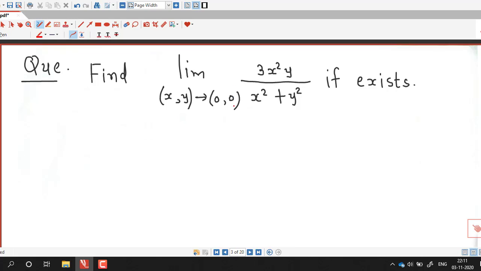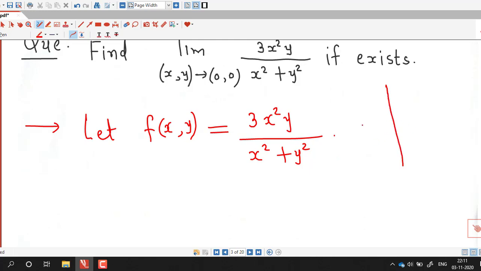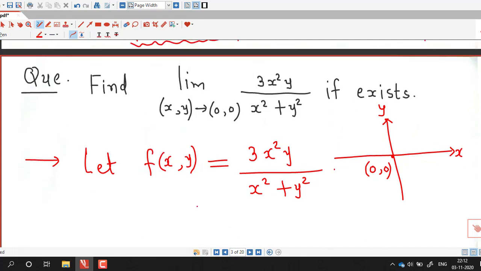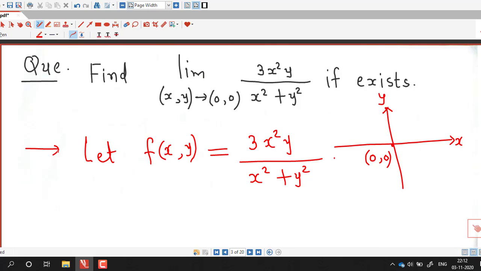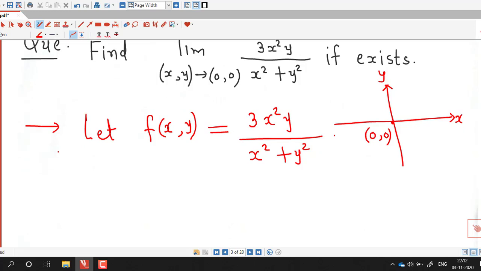So here the function is 3x squared y over x squared plus y squared. First we denote it by f(x, y). Let f(x, y) be 3x squared y over x squared plus y squared. The fixed point is the origin. We want to decide the limit at the origin. Suppose this is the x-axis, this is the y-axis. Now here we don't know whether the limit exists or not. So first we have to decide the existence or non-existence of the limit by taking different paths, as we have done in the last two lectures.